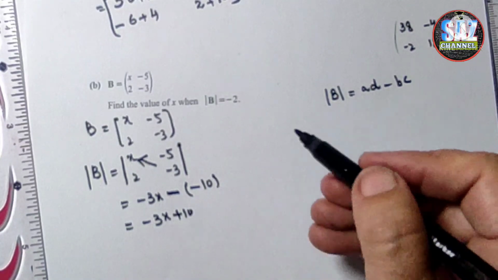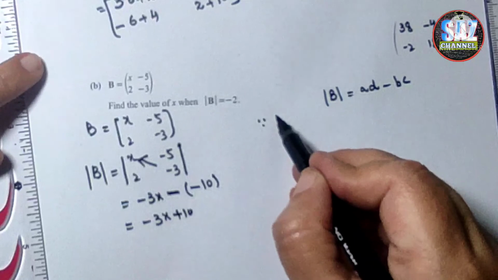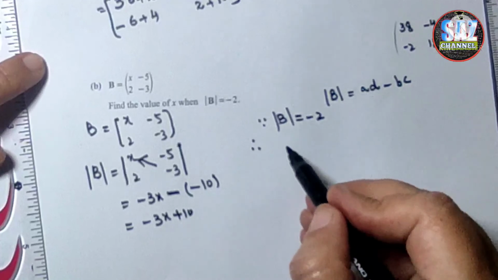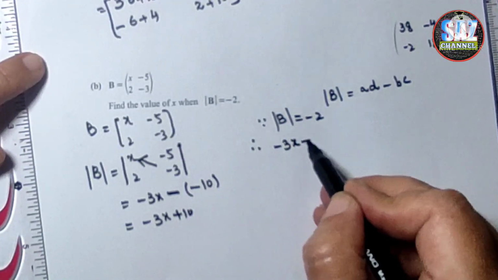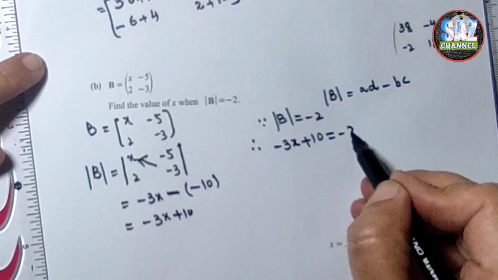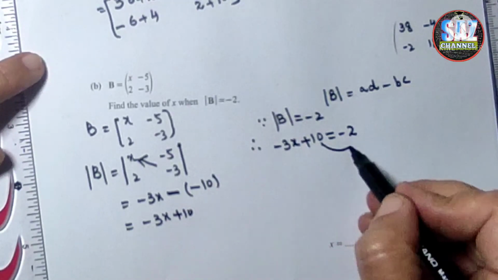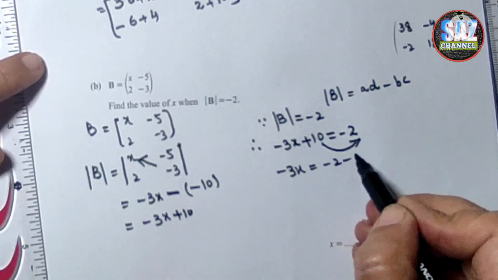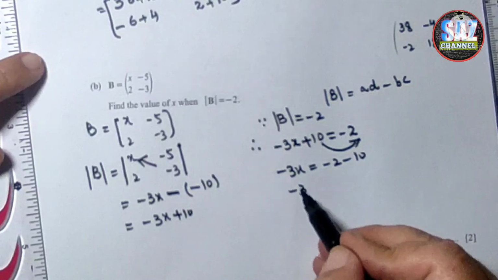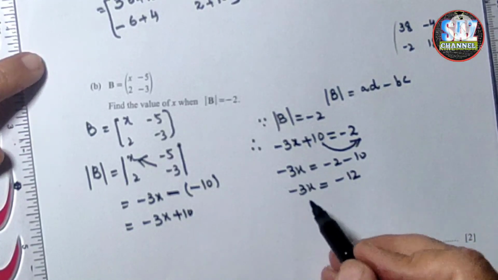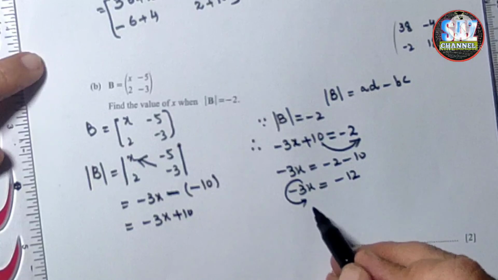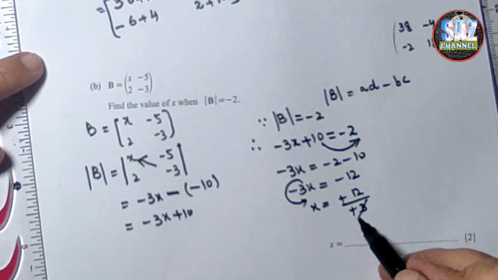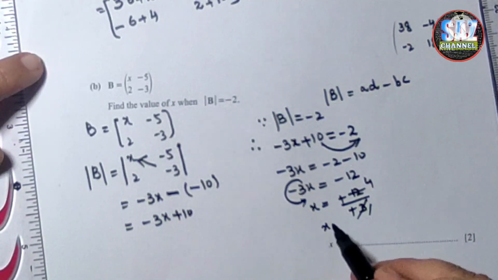Okay, now because the given determinant is minus 2, what we are going to do is take minus 3x plus 10 and equate these two, because both are the values of the determinant. Shift 10 to the other side. Minus 3x is equal to minus 2 minus 10. Minus 3x equals minus 12, and then I have to shift this 3 to the other side. Minus 12 by minus 3, and 3 how many times? 4 times. So x equals 4.